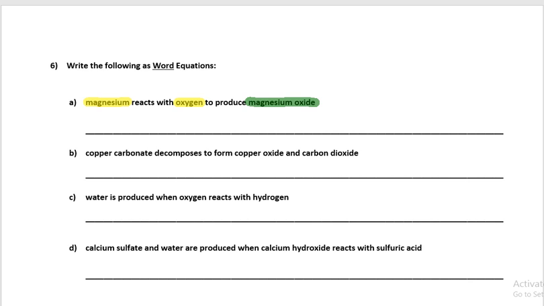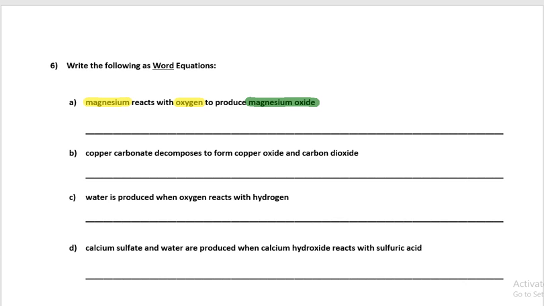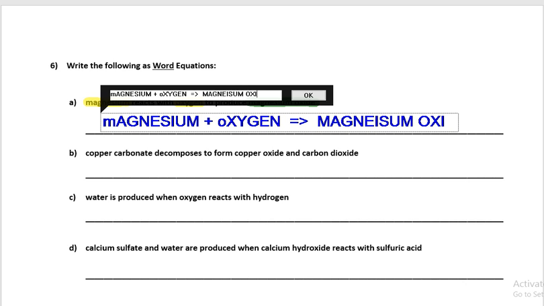So what our final thing should actually look like is basically like this. Let me just type it out. Magnesium reacting with oxygen to make magnesium oxide. So we put magnesium plus oxygen, and then we've got an arrow makes magnesium oxide. So that's basically the answer there.